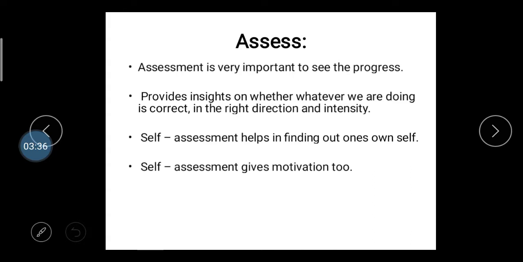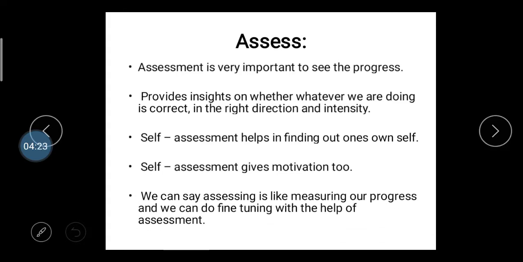Then after, self-assessment gives motivation too. If you do your self-assessment, then you can easily motivate yourself that I am doing this work and I can also do that work. If you are working as a student, then you can assess yourself: whenever I learn this way, I get like 60%. And if I learn in a different and very smart way, then I can develop my education qualification from 60% to 80%. So it gives motivation to you.